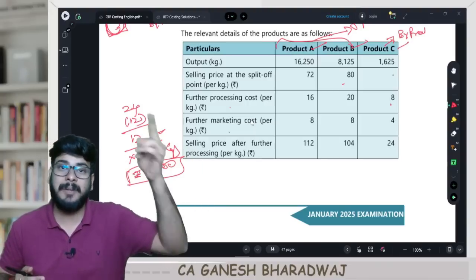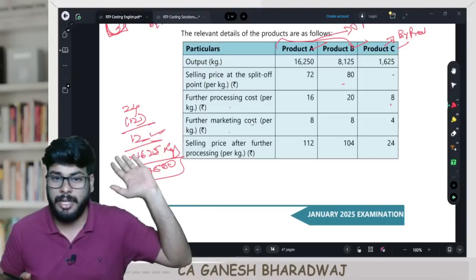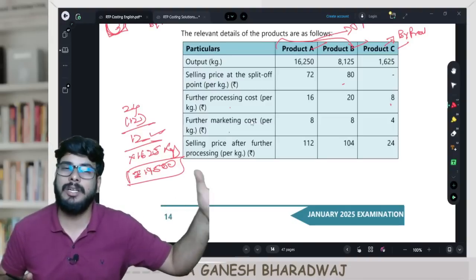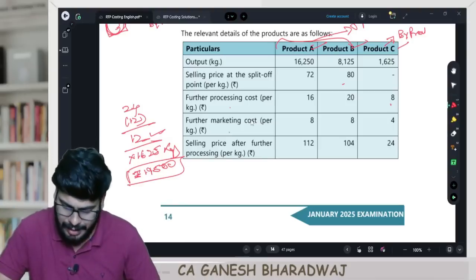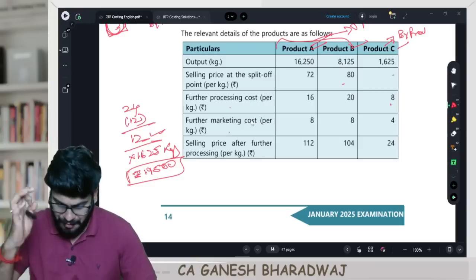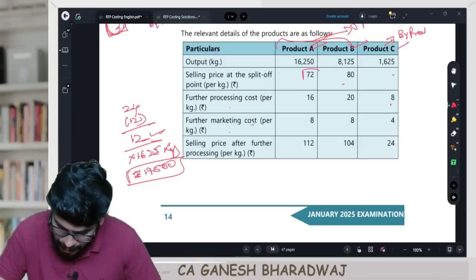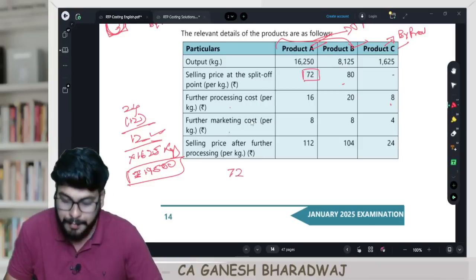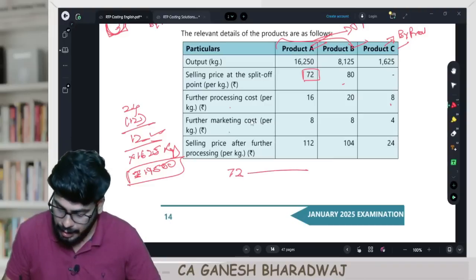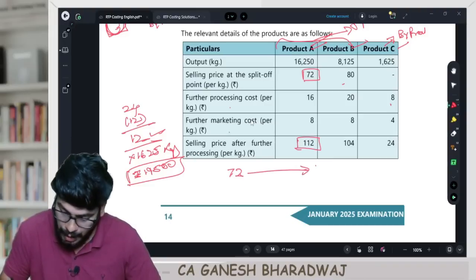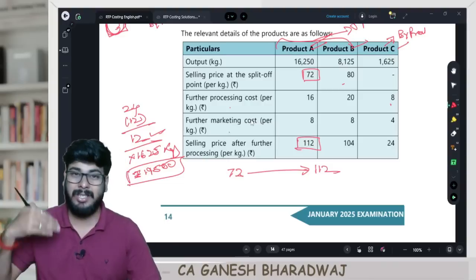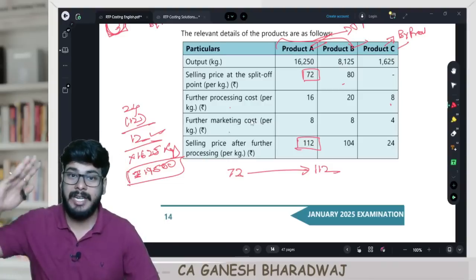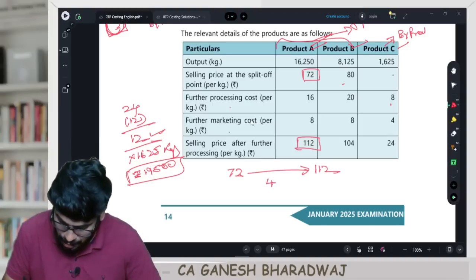So for the purpose of the further process or not decision, we have seen that your joint cost is irrelevant. So now what do you do? Let's take product A, similar case for product B. If I sell it right now, how much will I get? 72 rupees. If I further process and sell it, I will get 112 rupees. So the extra revenue I generate if I further process is 40 rupees.